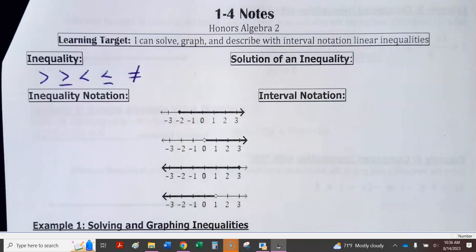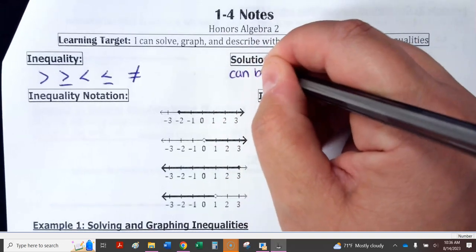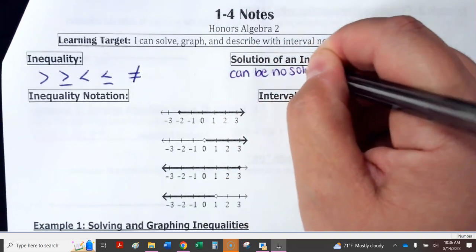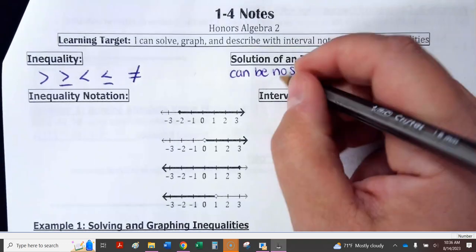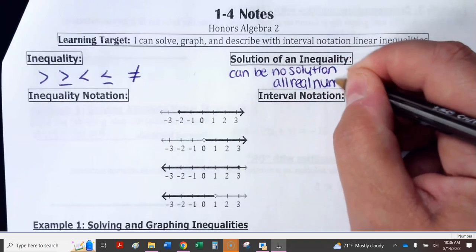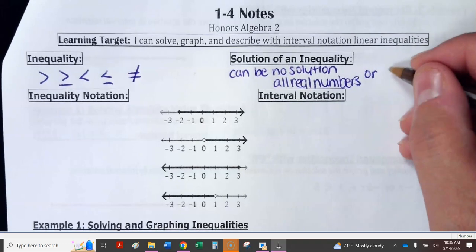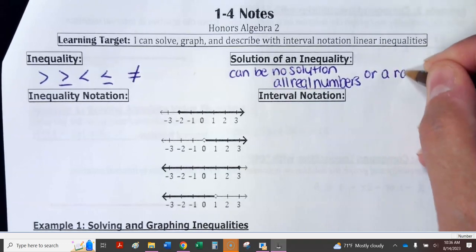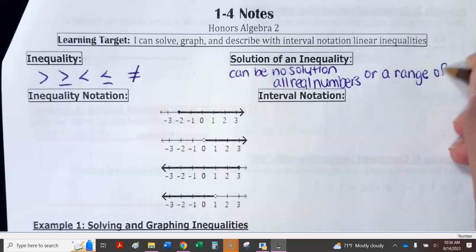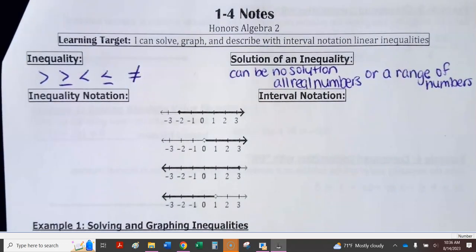Okay, now solution of an inequality could be that it doesn't have a solution, that would be a special case, could be all real numbers, or the one we're mostly going to see today is going to be a range of numbers. So if I say to you, I want all the numbers greater than or equal to 75, there's a lot of numbers that would fall into that category.